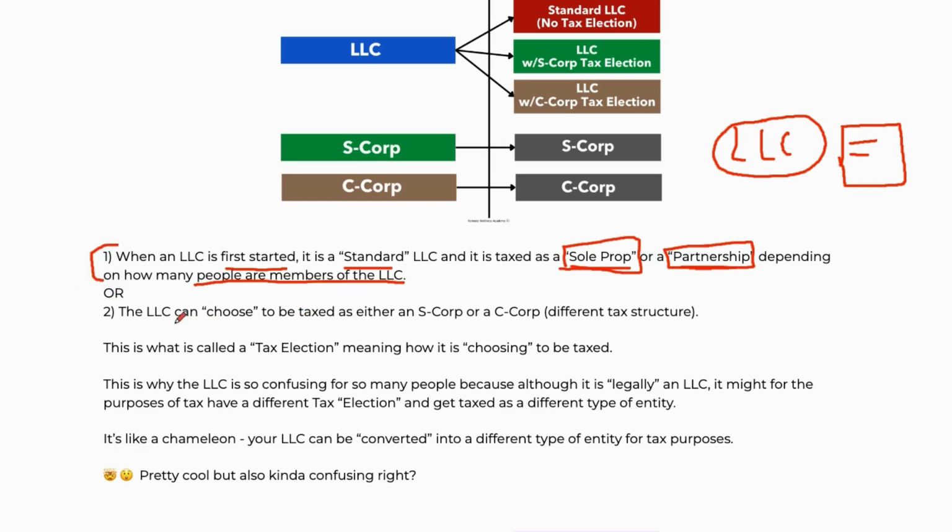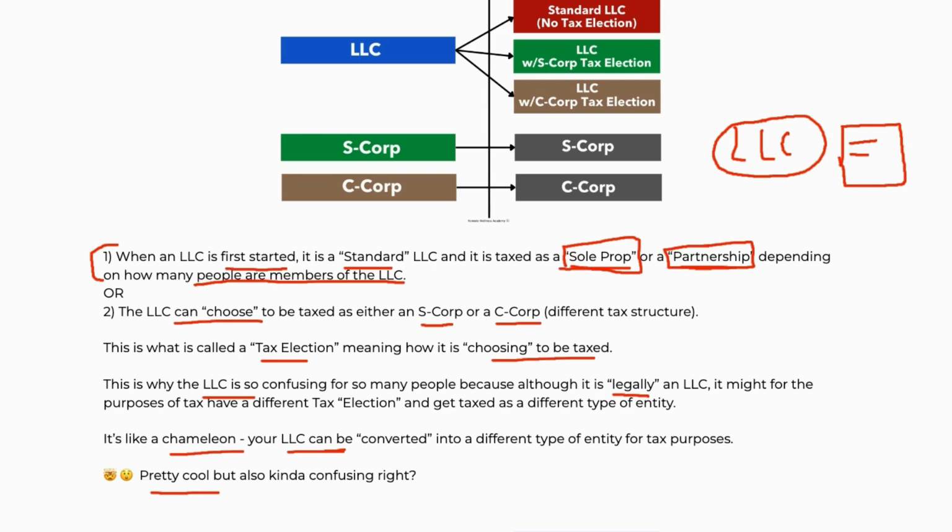But then you can choose, by filing that form, to have it taxed as either an S Corp or a C Corp, and each of those has a different tax structure based off of the form that you filed to the IRS. And so again, this is what is called a tax election, meaning choosing how it is to be taxed. This is why the LLC is so confusing for so many people, because although legally an LLC is just a corporation, because of this whole tax election thingamajig, that is where it kind of gets confusing, which is a superpower, but at the same time, a little bit of a confusion because you're like, okay, well, I've got to decide now how I want my LLC to be taxed, right? So it's kind of like a chameleon. You can convert your LLC to act like a sole prop, or you can have it convert to being like an S Corp or a C Corp for the purposes of taxes, right? So pretty cool, right? But also kind of confusing, right?